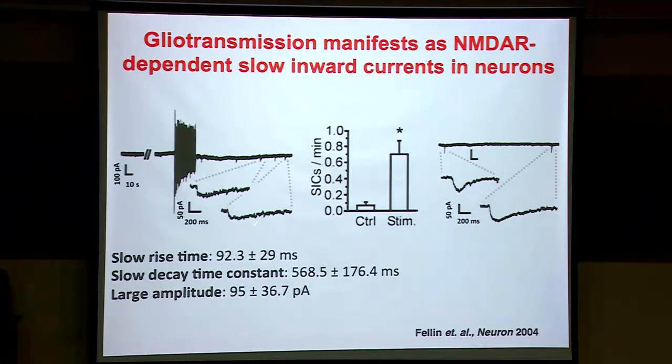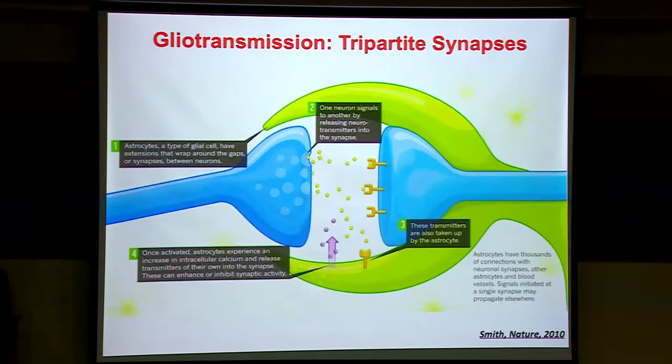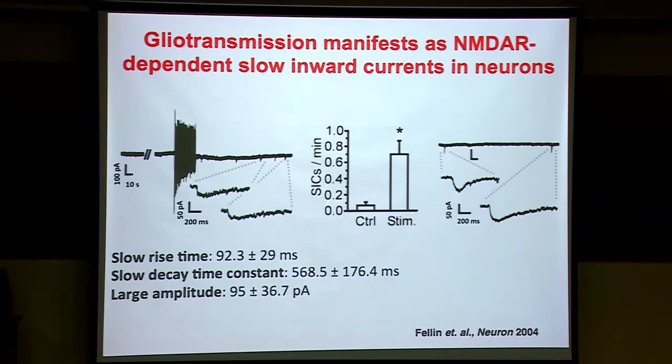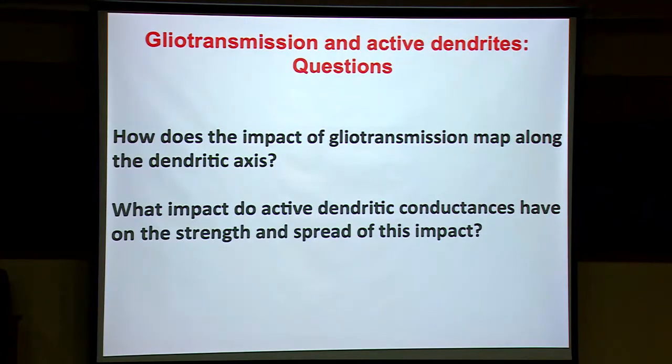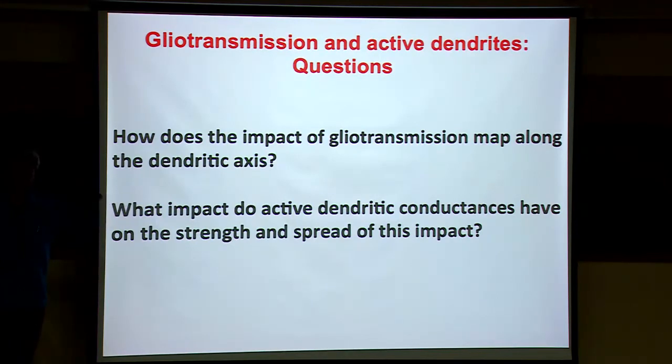So this is one of such recordings, from another group, which showed that if you record from the cell body of these neurons on the postsynaptic side, you have these huge currents that come up as a consequence of that. They're pretty large in amplitude. Even on the cell body, they are like 100 picoamperes, and pretty broad in terms of how long they last. But what was not known was how exactly the impact of gliotransmission affects the dendrites. Because all the synapses make contact onto the dendrites, without knowing how gliotransmission is going to affect the dendrites, you can't make specific statements about how they're going to interact with the inputs that are coming from other neurons.